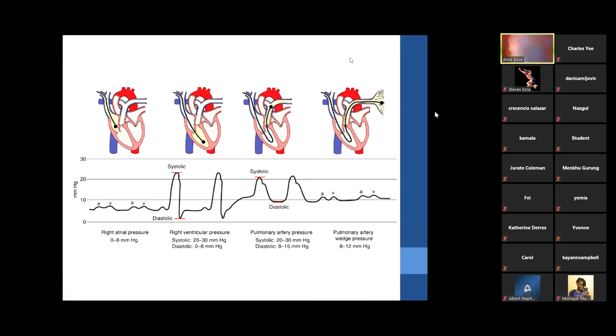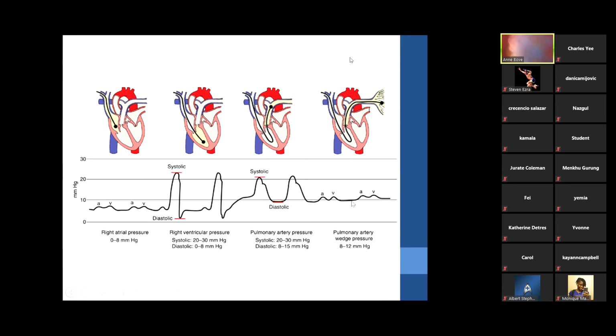Then when you go into the right ventricle, you're going to see a systolic and a diastolic. Your systolic is higher, because it's a big chamber. And then once you go into the pulmonary artery, you see a notch here, and that's called the dicrotic notch. And that's telling you the valve is closing.